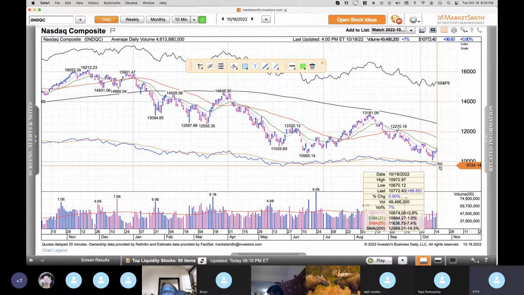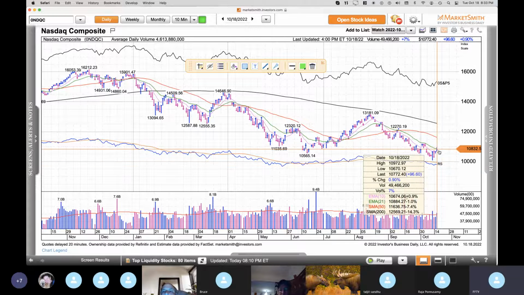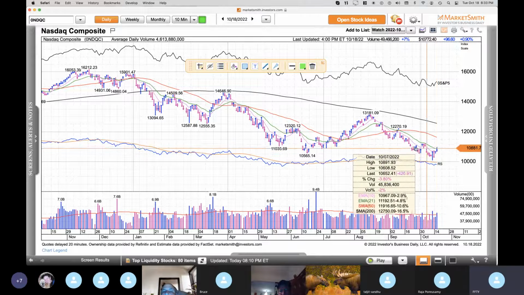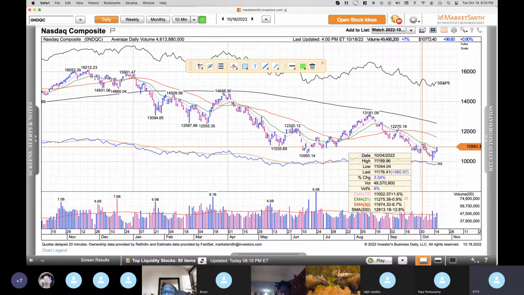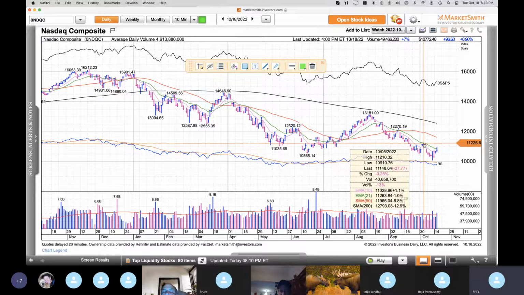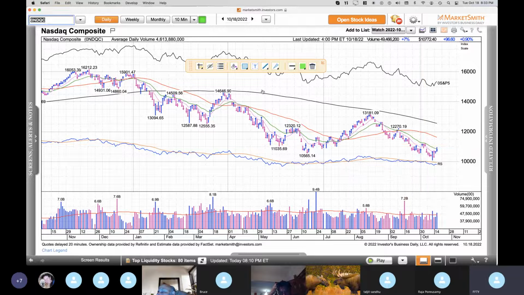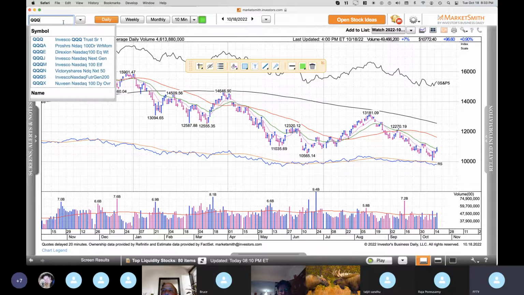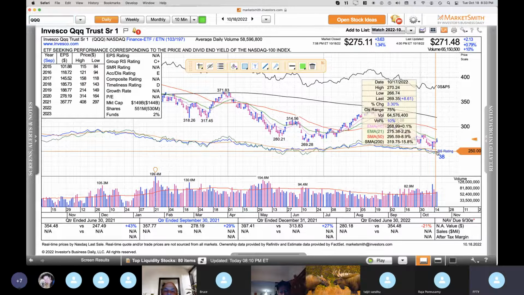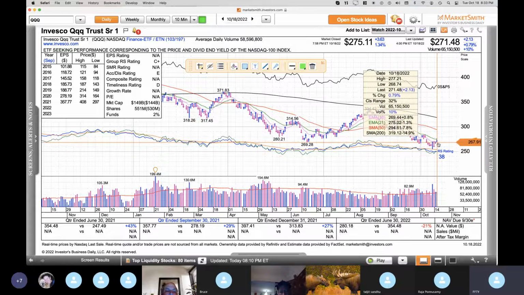So we got rejected at the 21 EMA. You see here how it closed below it, 1% below it, and also lower than the highs made 2 weeks ago, also rejected at the 21 EMA. So we have a lot of resistance there that you were pointing out. If we look at the QQQs, same situation, we close below the 21 EMA.